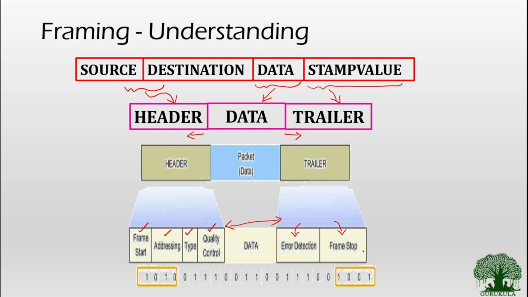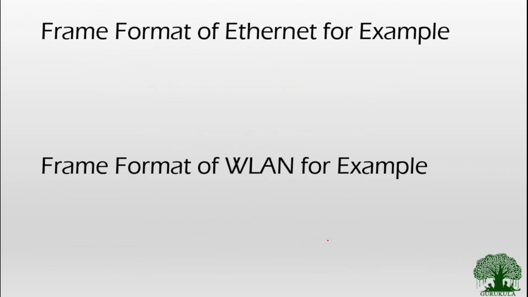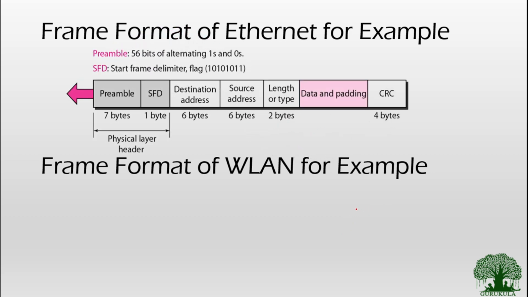So now you might have understood what exactly framing is, and with this knowledge we can see some actual frame formats of Ethernet as well as wireless LAN. So this is what a frame format of Ethernet looks like. Whenever I am communicating a message from one node to another node connected using the Ethernet protocol, this could be the frame format which we can see. Here we have the data field, and before this data field we have a header, and after the data we have a trailer, as studied in the frame format.